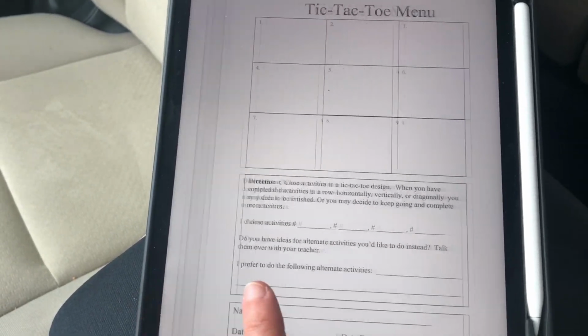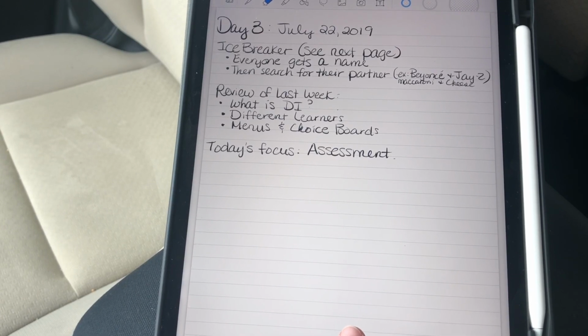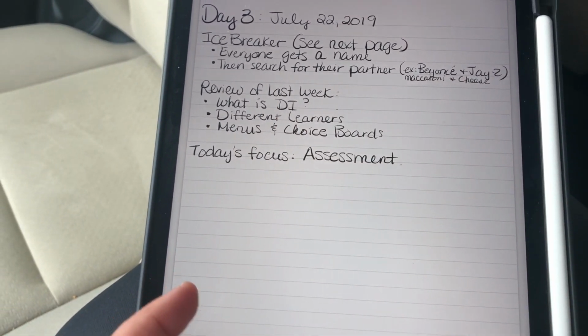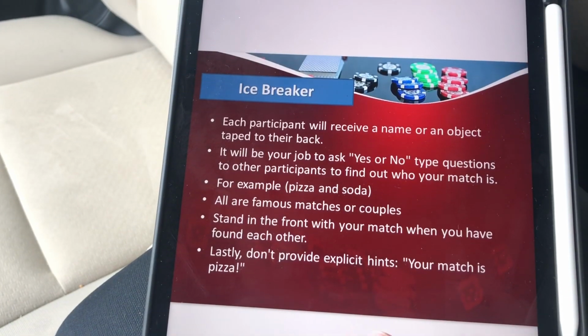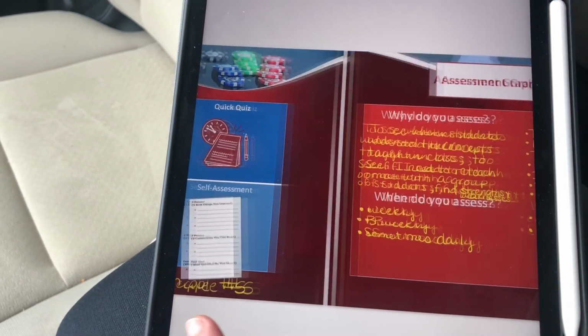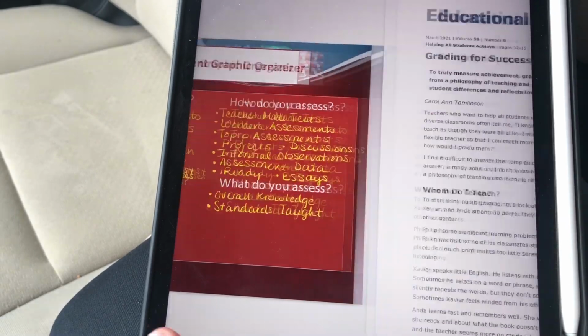And we keep going here. Let me see what else. All right, so day 3, everybody got a name and they had to put it together with the partner. So that was a little icebreaker that we had. And we talked about different ways to assess. Why do we assess? How do we assess? When do you assess? And what do you assess?